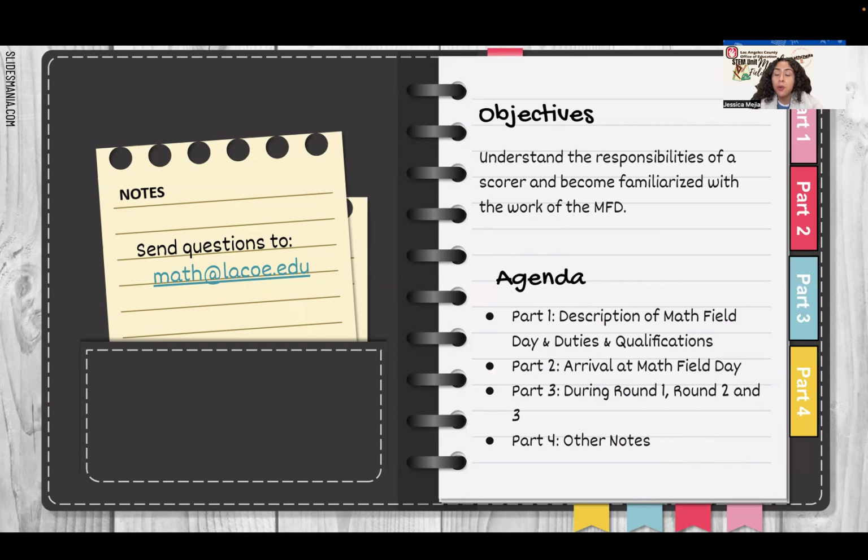The agenda we broke up into 4 different parts. The first part focuses on the description of what Math Field Day is and a little bit about qualifications for a scorer and responsibilities. The second part talks about what you will be doing at arrival of the Math Field Day. And then the third part focuses on the work being done during the first, second, and third round, which is where most of your work will be happening. And then the last part, just some other notes to keep in mind.